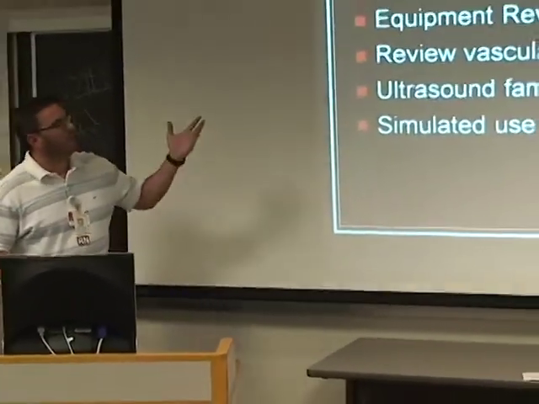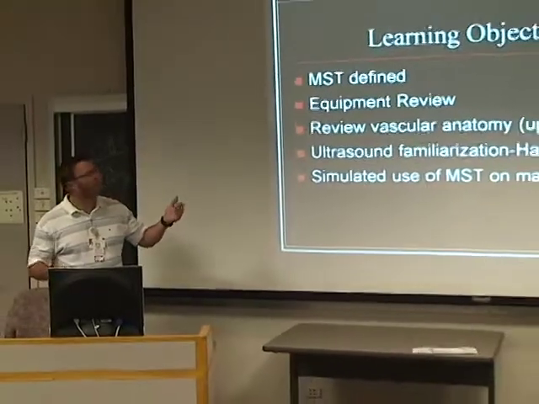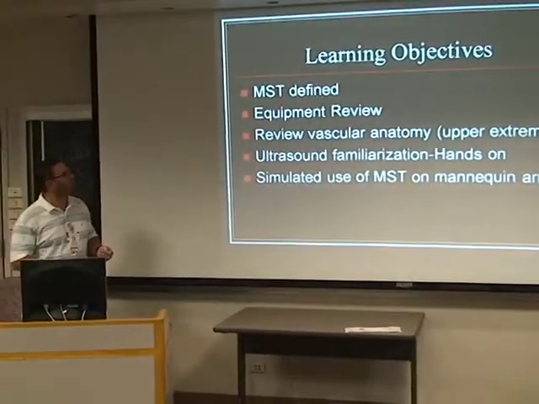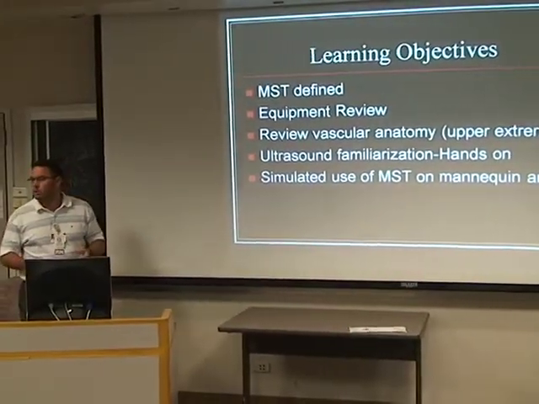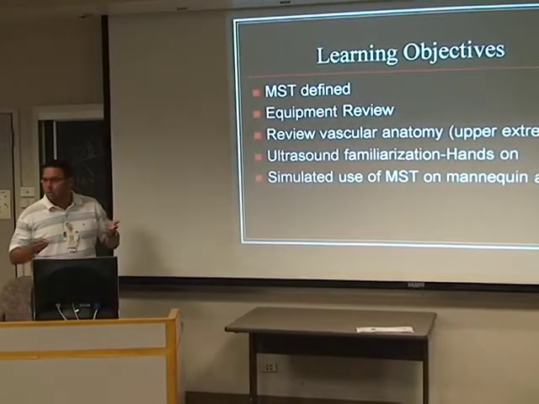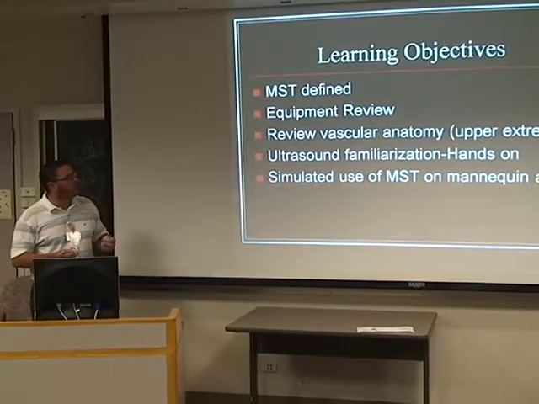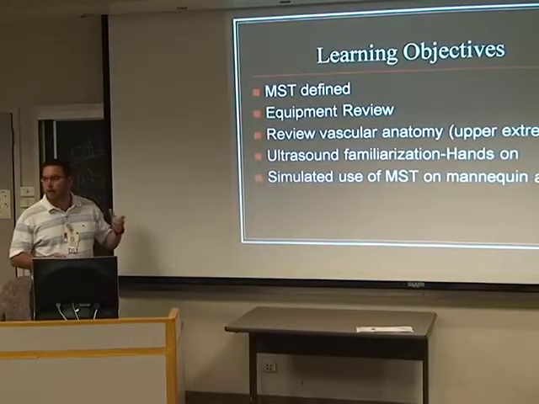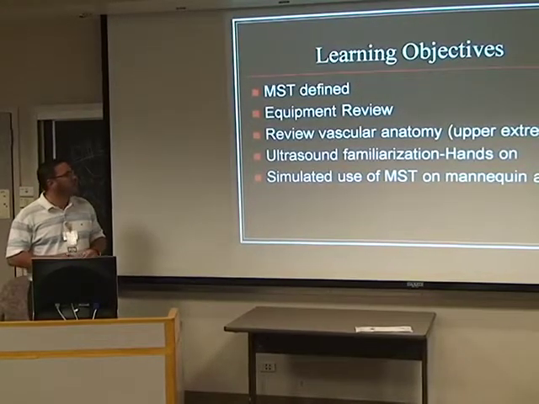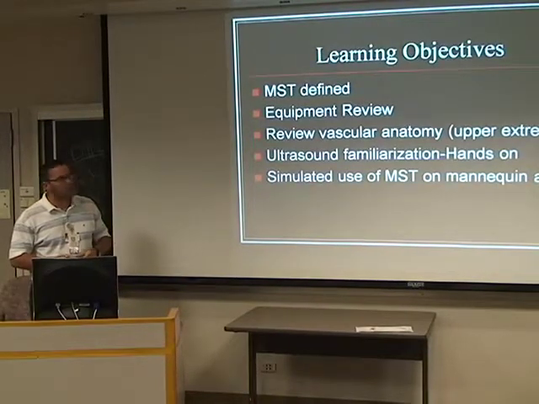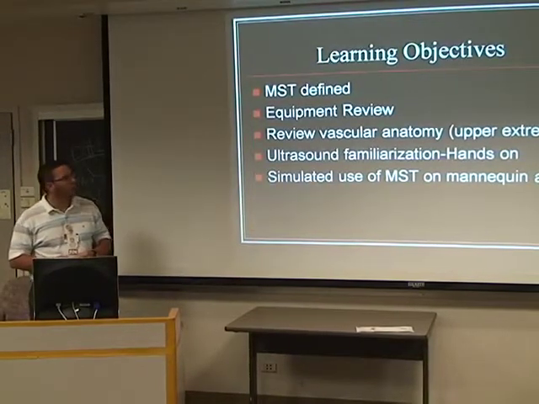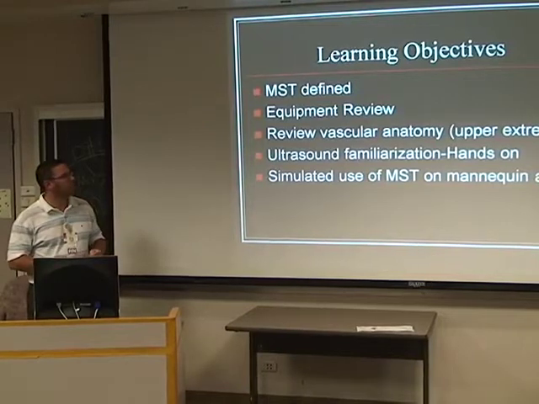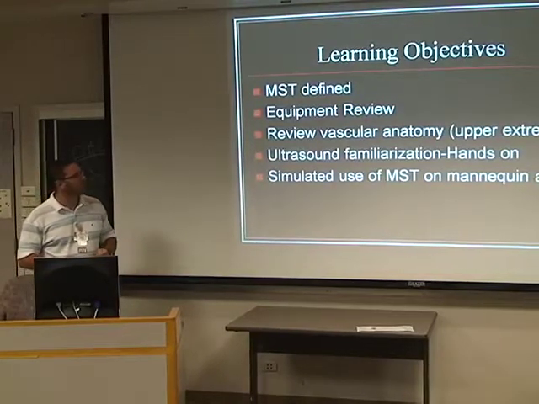Our learning objectives are here. MST defined, modified Seldinger technique defined. We're going to look at the equipment that is used from the actual MST kit itself and what it contains, and also the ultrasound machine that you'd use to actually visualize the use of the MST kit. We're going to just do a brief review of vascular anatomy, the things that we're kind of looking for in the upper extremity before we actually start getting access to vessels.